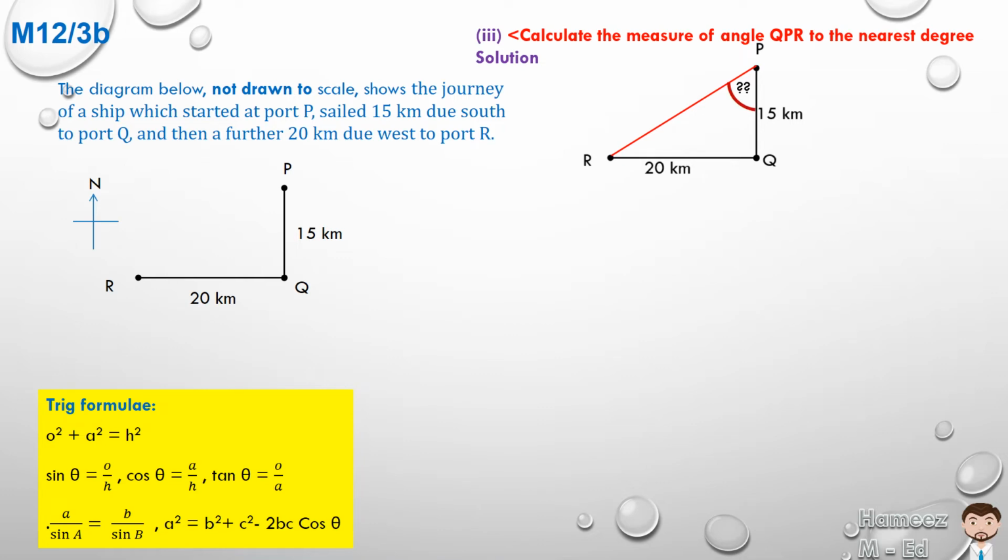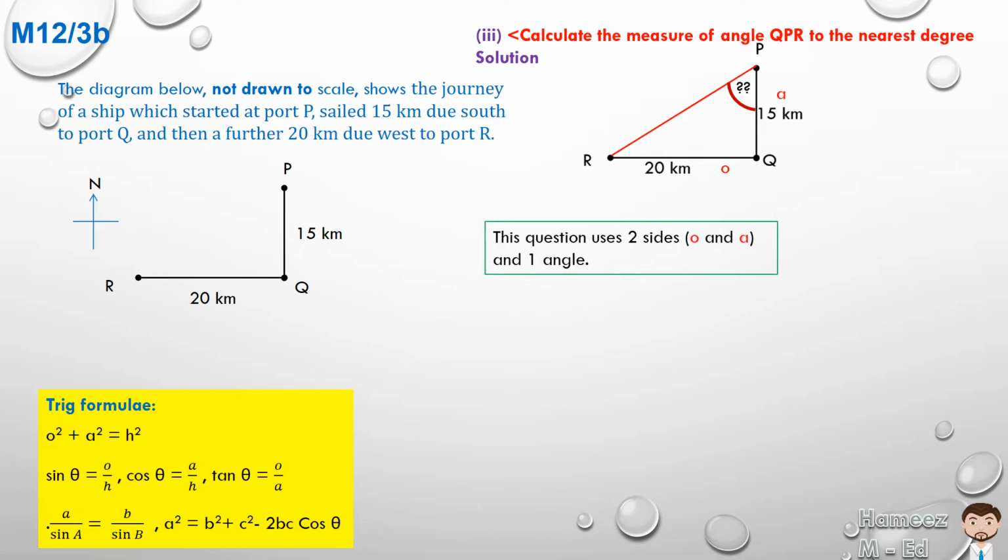Now we know 20 kilometers, so that will be the opposite. And we know 15 kilometers, that will be the adjacent. And let's recall that O and A depends on which angle we're interested in. Since this question uses two sides, O and A, and one angle, that means the formula is tan theta is equal to O over A, opposite over adjacent.